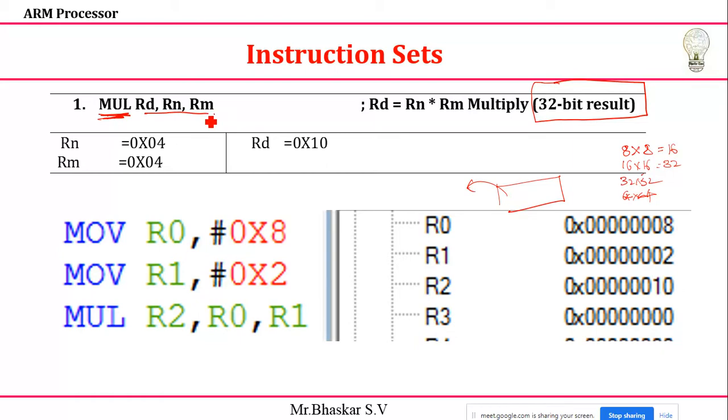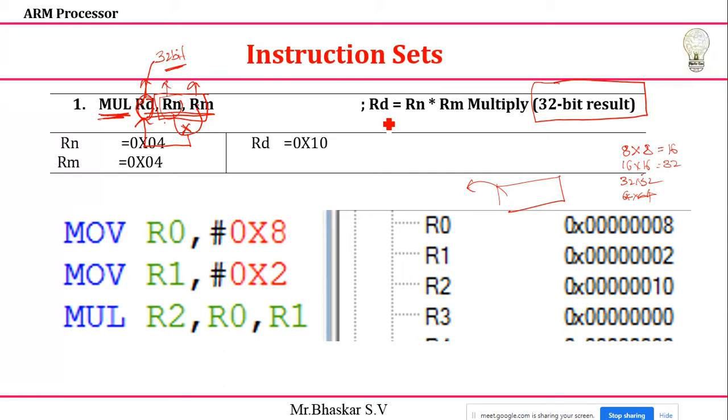The first register is always the destination register. The next two are taken as my operands. So this is the first source register. These two act as my source registers, and this one acts as the destination register. These two registers have some values, and they will be multiplied. It will do the multiplication of these two values, and the result I'm going to store here in the Rd. The Rd capacity is a maximum of 32-bit result.